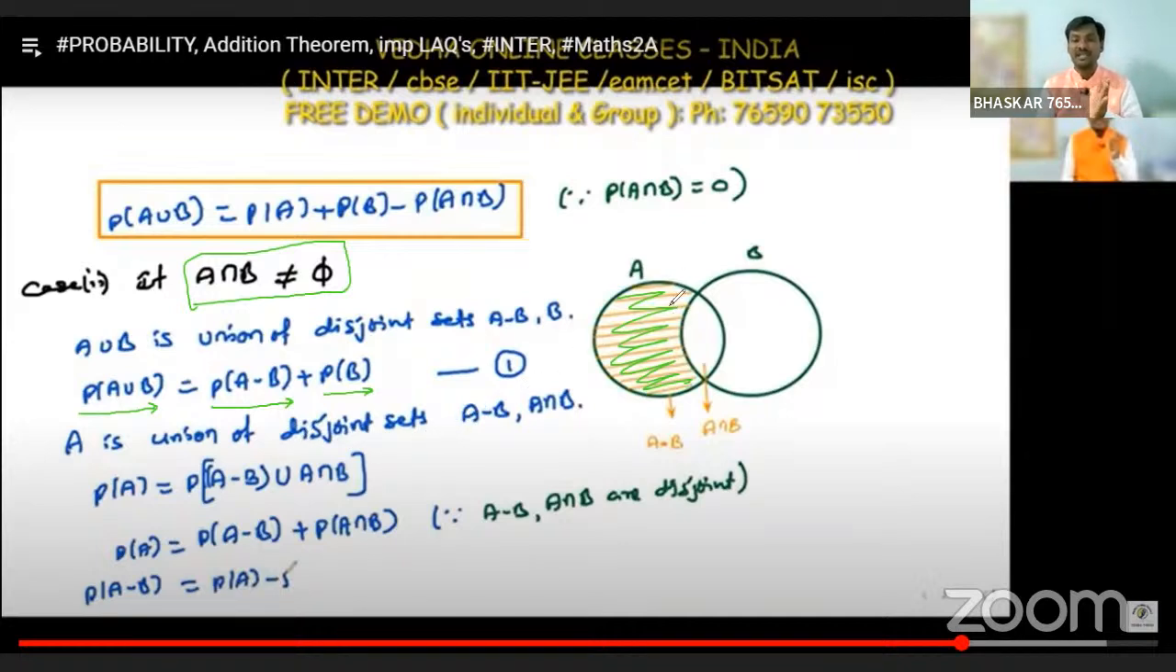If we take the set A, it is also a union of two disjoint sets: A minus B, this part, as well as A intersection B, this part. So here, A minus B and A intersection B. If we combine these two, we get the set A. Is it clear? Are you following?